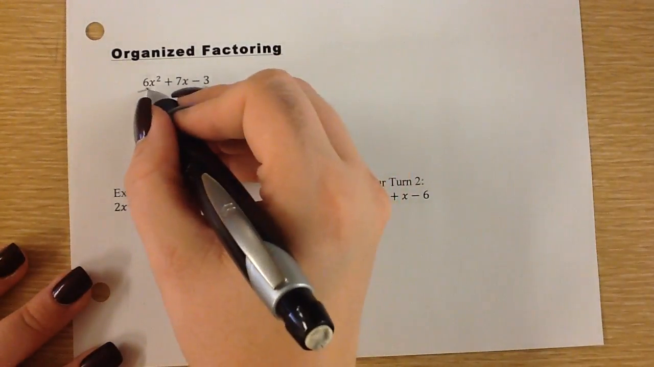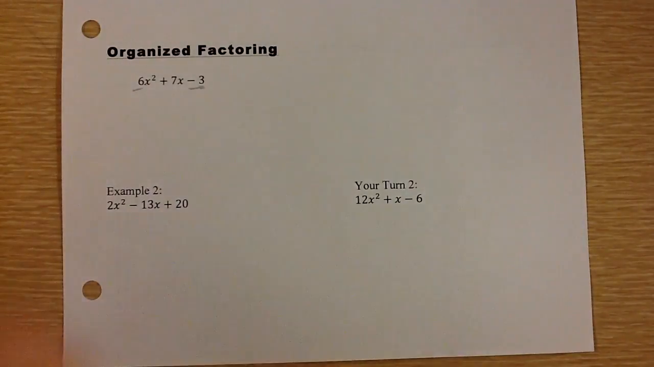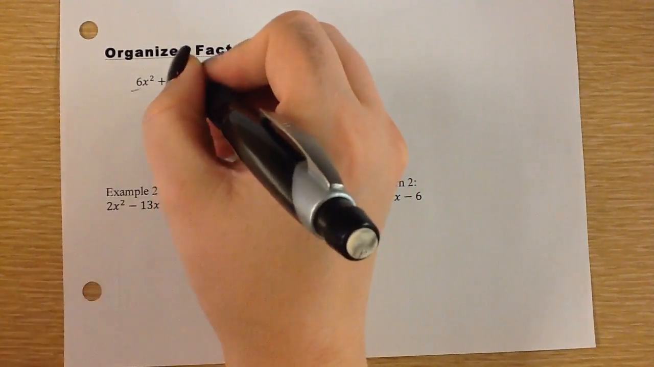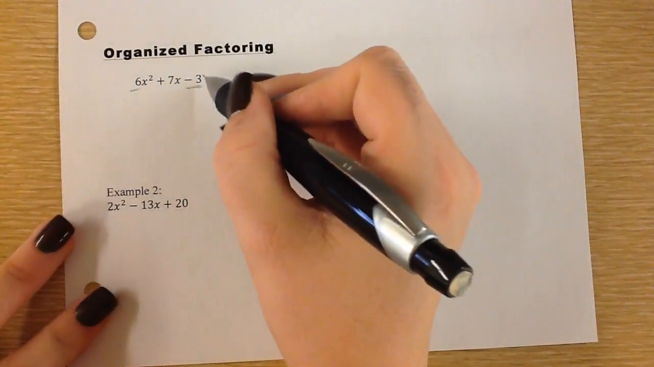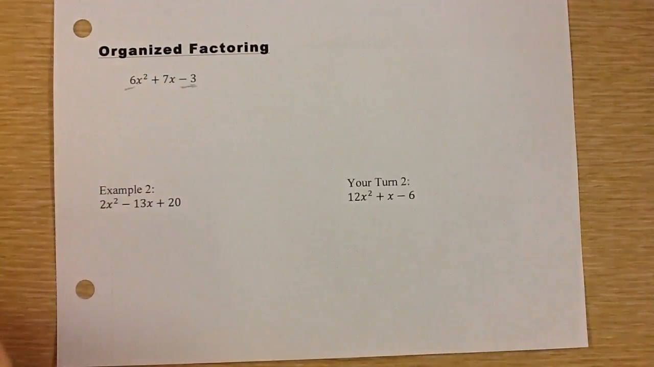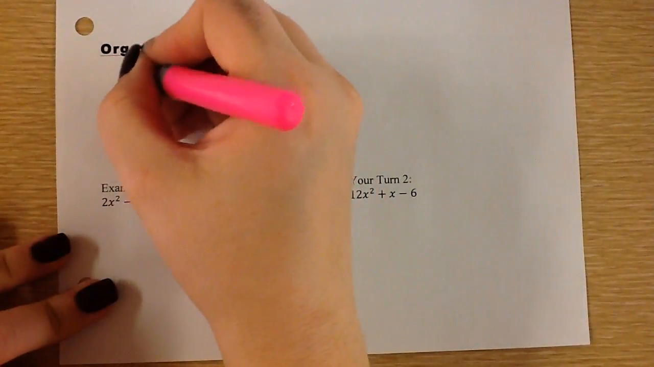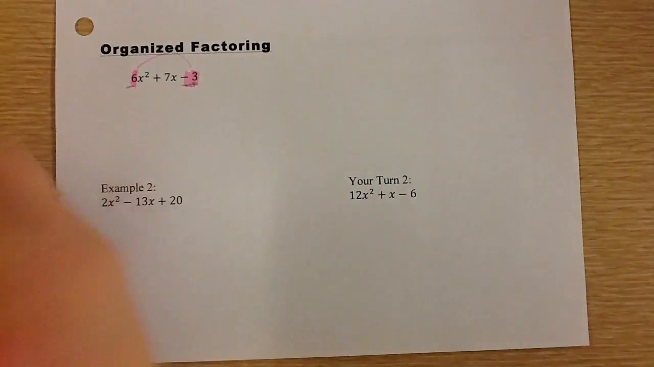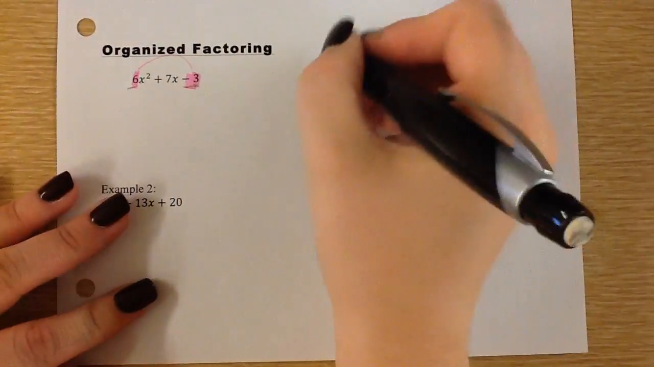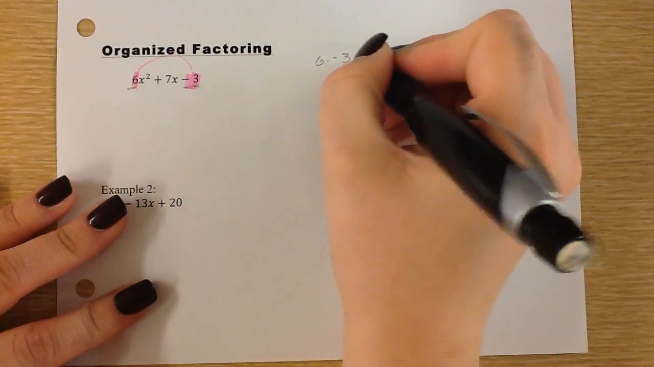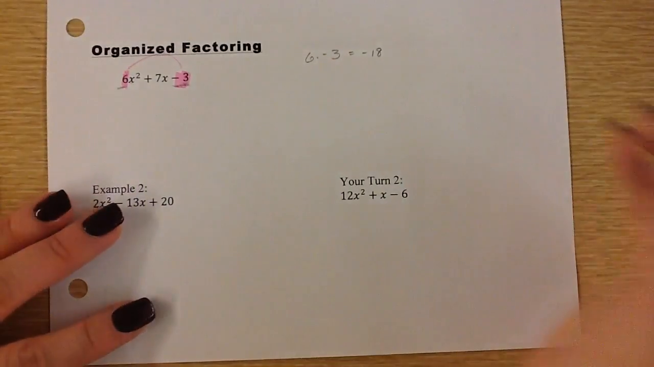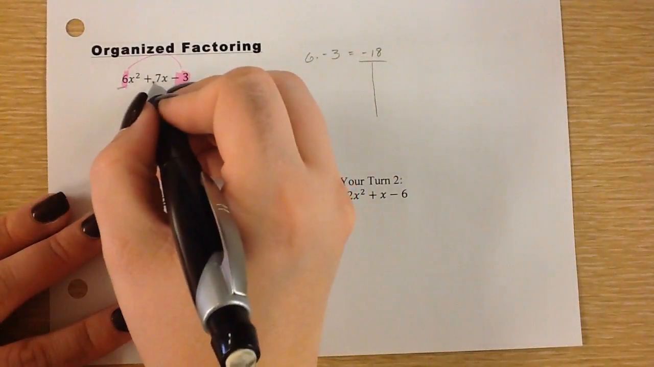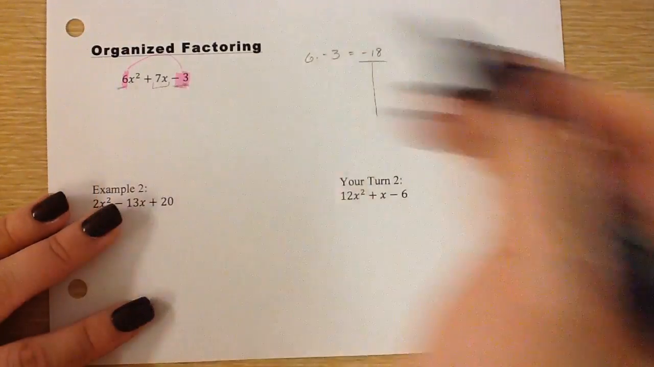So if we notice here, I've got a 6 for my first term and a -3. Again, I'm going to write this, so this is a -3, right? Plus a -3. Sorry, my hand was in the way. So what I'm going to do is take this 6 and this -3 and multiply them. 6 times -3 and I get -18. Now, I want to find factors of -18 that add to give me that 7.